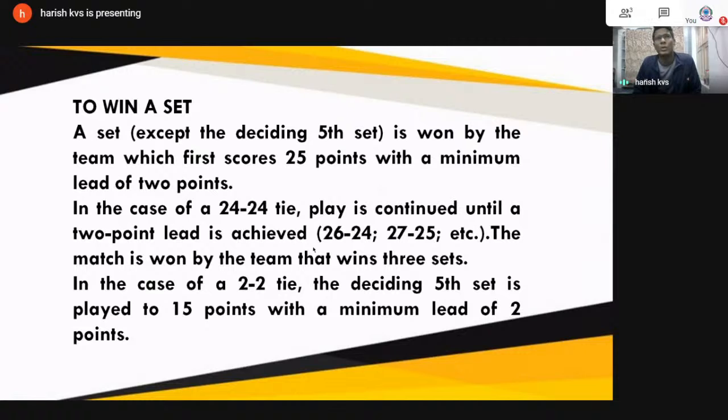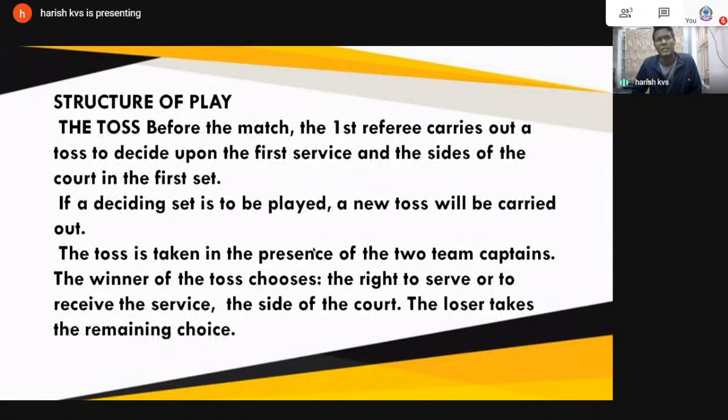So only the fifth set is played to 15 points. In the case of the first 4 sets, points are equally shared by both of the teams. So what is the structure of play? As I have said earlier, the toss.